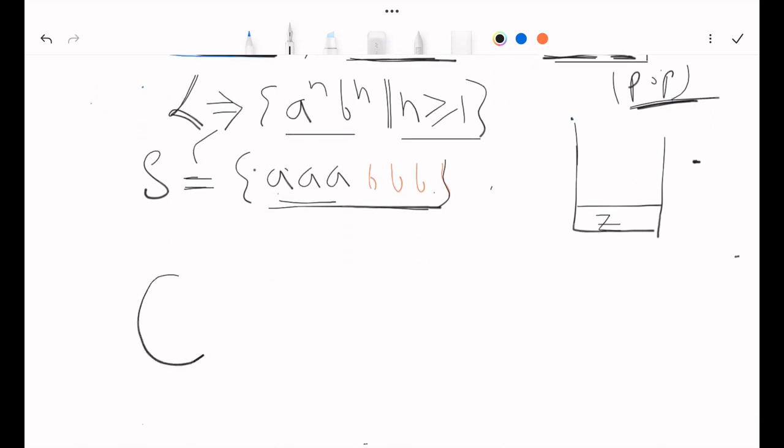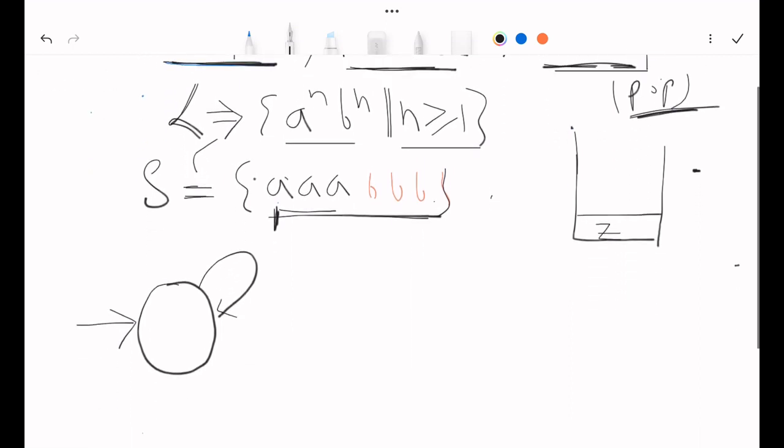Now I will start here. At first I am reading from here. What is my input? My input is A. What is my top of the stack? My top of the stack is Z. So in this condition, I will push this A inside the stack. So this is A, Z, done.